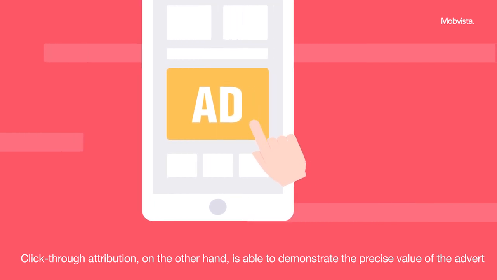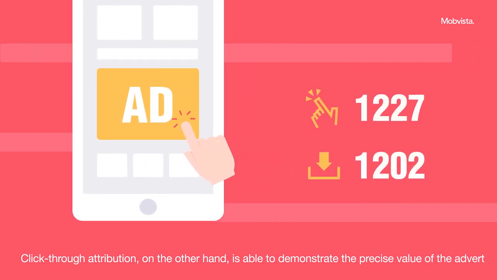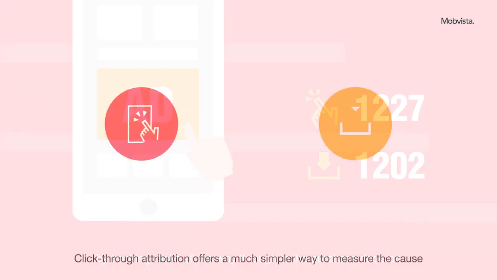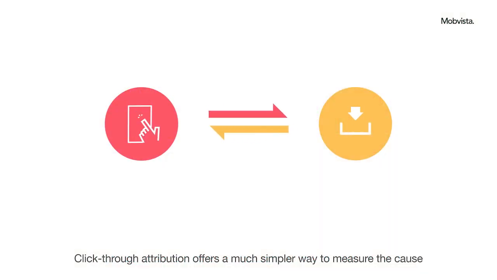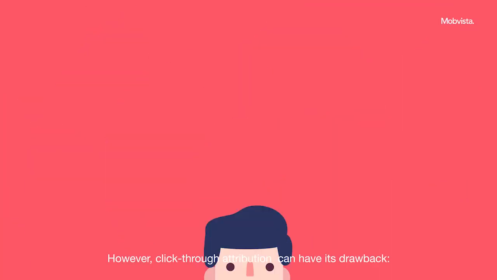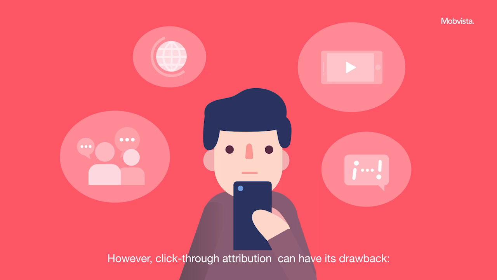Click-through attribution, on the other hand, is able to demonstrate the precise value of the advert by tracking clicks all the way through to the purchase decision. Click-through attribution offers a much simpler way to measure the cause and effect of a mobile advertising campaign. However, click-through attribution can have its drawbacks.